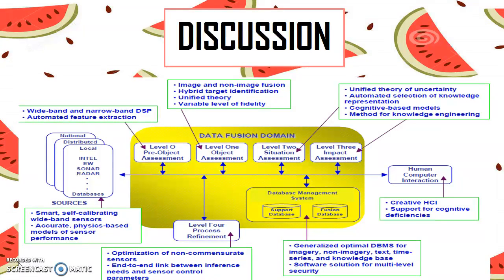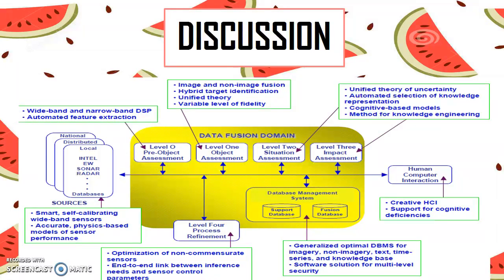Despite the assessment, level 1 includes data level fusion of non-commensurate sensor data using physics-based sensor models, and improved target identification using hybrid human analyzed information and implicit information from the sensor data.